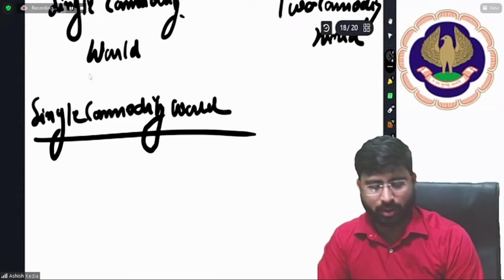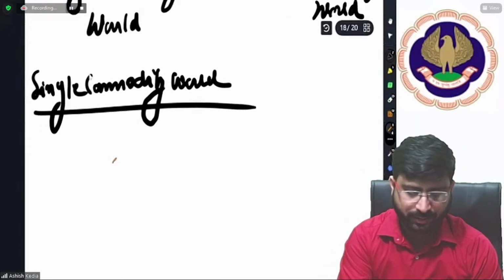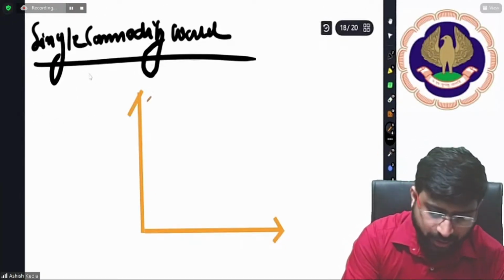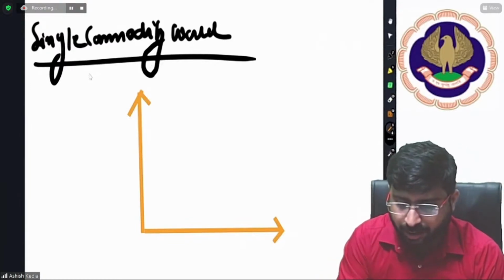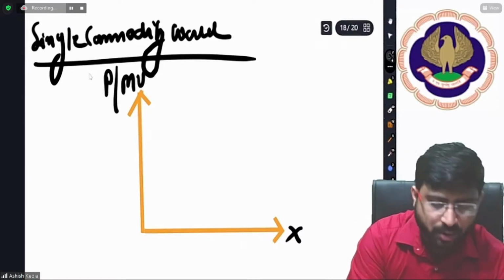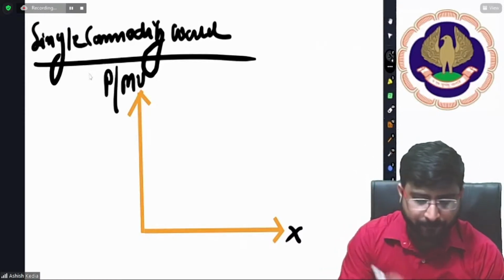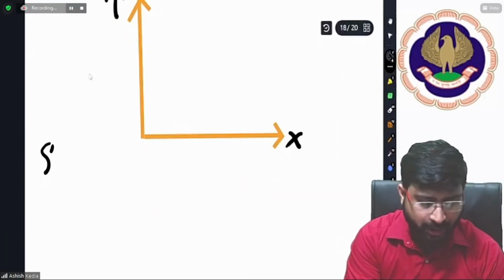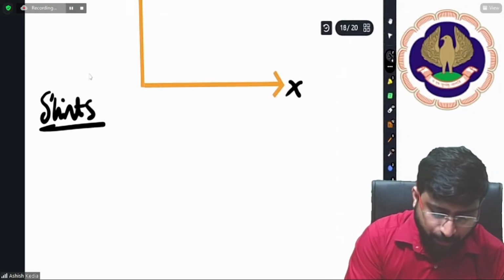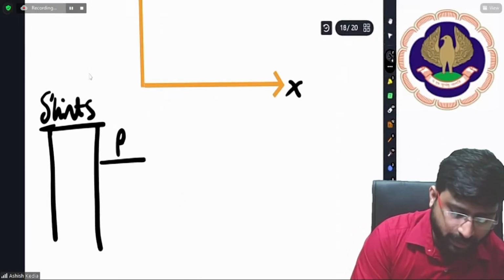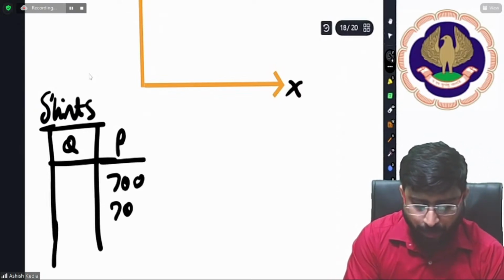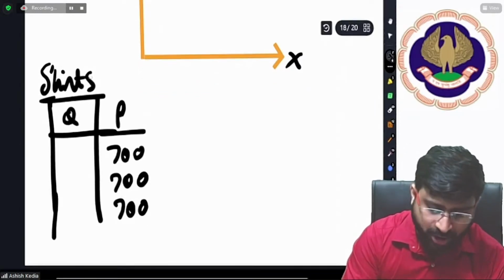Single commodity world. Here I have drawn this diagram. Here there is the quantity level, and here there is price as well as marginal utility. We are talking about shirts. Let's take an example of shirts. Suppose the price of the shirt is constant. No matter how many quantity you buy, per shirt cost is 700 rupees.